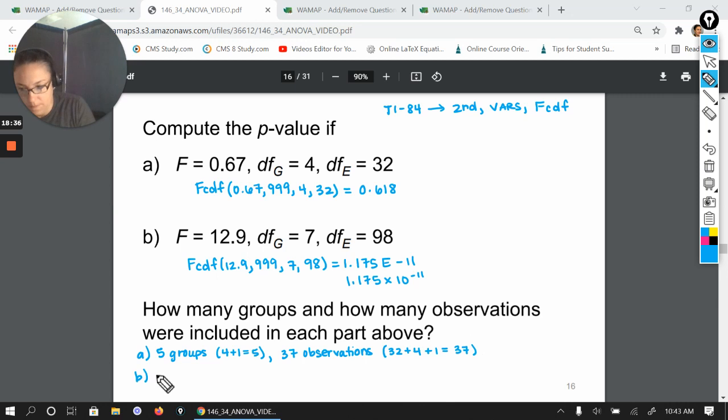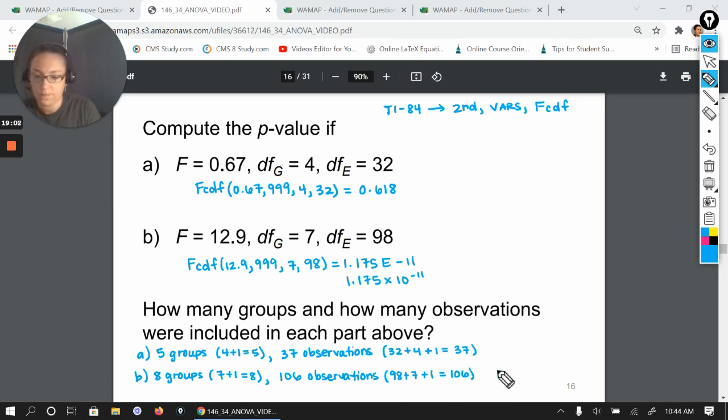Part B, I know that there are 8 groups, because I take the degrees of freedom 7 and I add 1 to it, I get 8. I also know that there are 106 observations, because if I take the total degrees of freedom, 98 plus 7, and add 1 to that, I get 106.